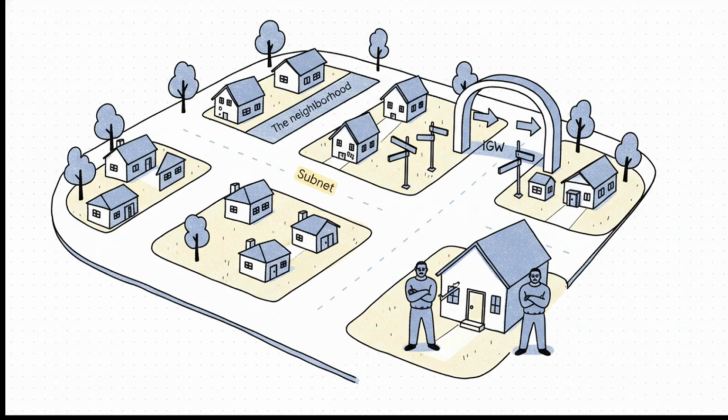A subnet, that's just one single street inside that neighborhood. The Internet Gateway, or IGW, well, that's the main gate for the whole community, the one place traffic can get in and out. The route table is maybe the most important part. It's the street signs telling everyone how to find the main gate. And the security group? Think of it like a bouncer standing at the front door of your specific house, your server, checking a list to see who's allowed inside.